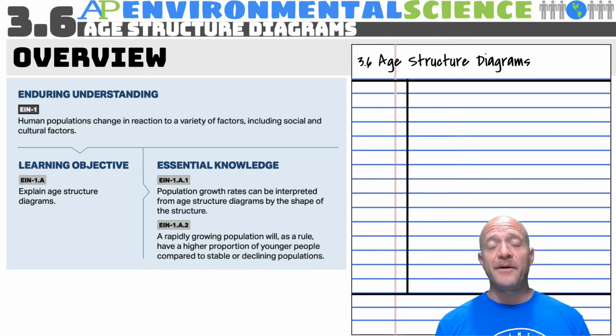Hey, today we're going to talk about 3.6 age structure diagrams. Before we begin, you can check out the Enduring Understanding and the Learning Objective. Pause the video, review the essential knowledge, and set up your Cornell notes.